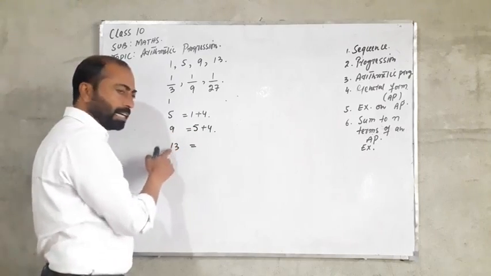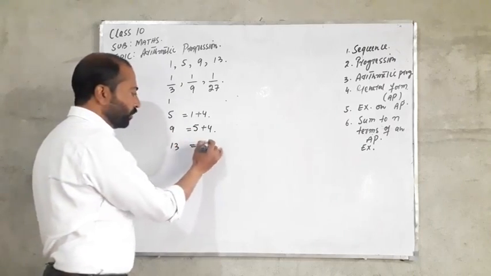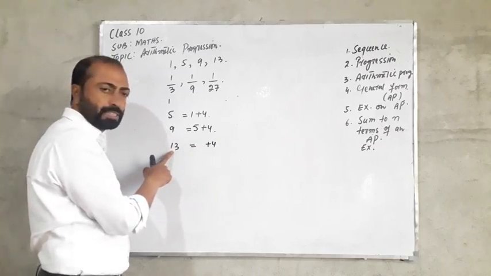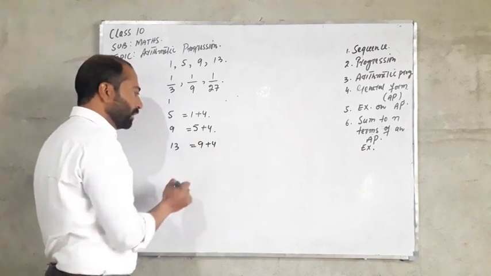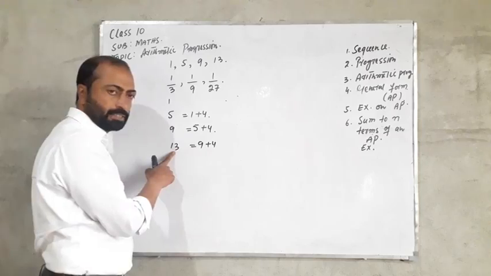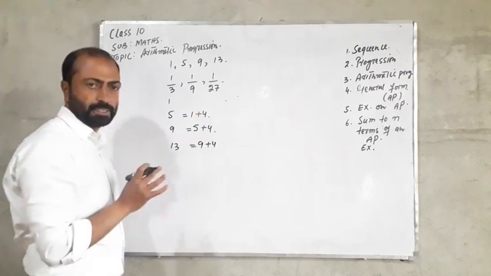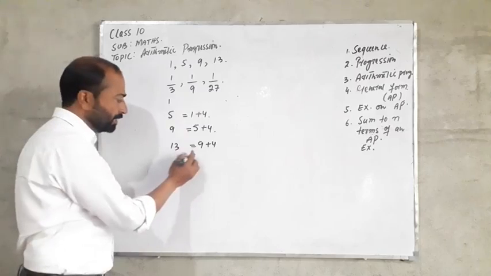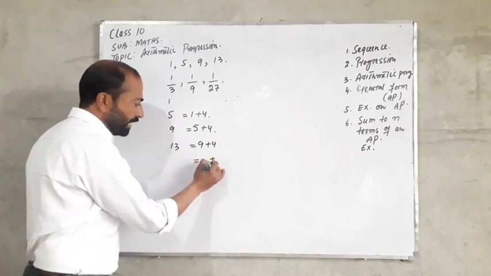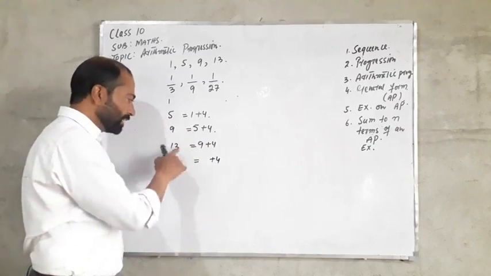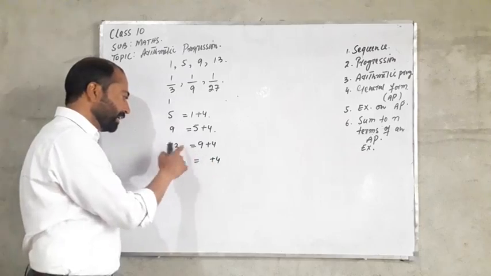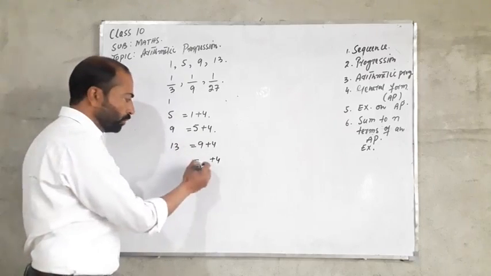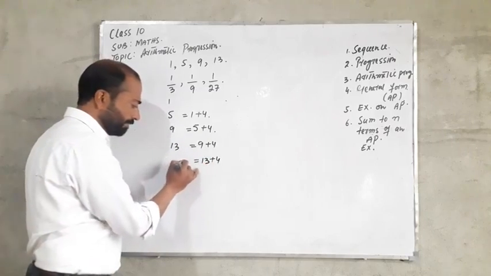Similarly, what will we do here? We will add 4 to the preceding term of this 13. That is, we have to add 4 to 9 to get this 13. Now, following the same pattern, how can you determine the next term in this set of numbers? Following the same thing, you have to add 4 to the previous term. That means we are going to add 4 to this 13 to get 17.